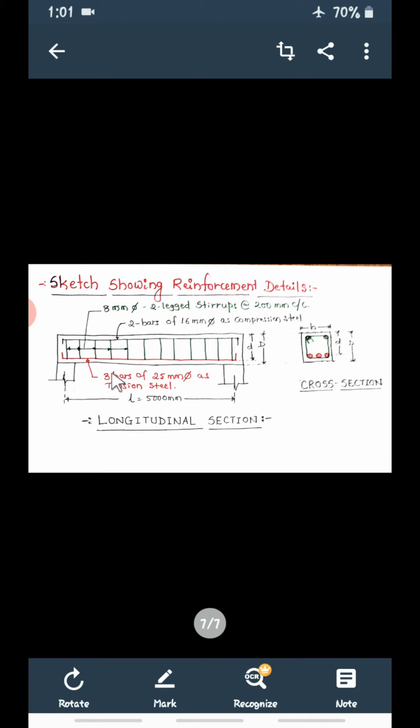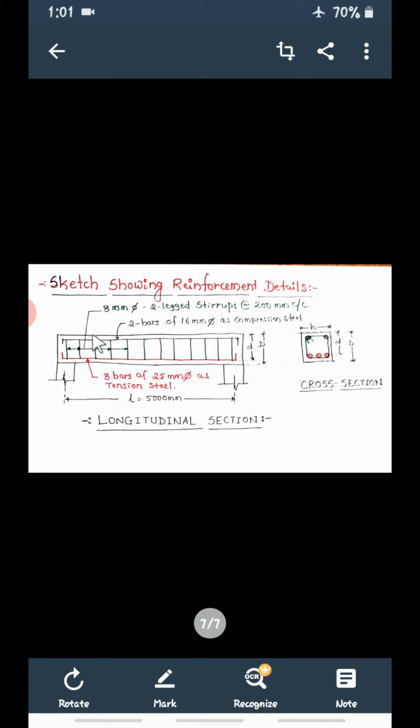Now see, what is at the bottom? Whatever you are seeing, this red bar. How many bars actually? When you see from the front, there appears to be one bar, because the other bars will be behind it. So only the first bar you can see, but behind that, another 2 bars will be there. See here. So at the bottom, 3 bars will be there. So this is 3 bars of 25 mm diameter as tension steel.